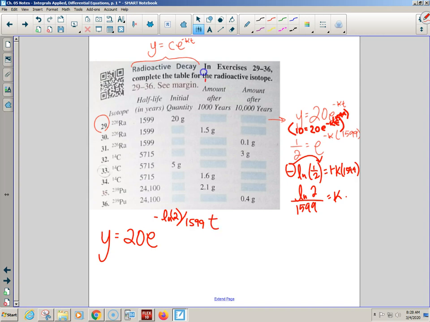But guys, at this point, hold on. Don't you just have to plug in t is equal to 1,000? Or t is equal to 10,000? Which problems would be a little more interesting than number 29 or 33? 31, 32, 30. Why would all those ones have been more interesting?